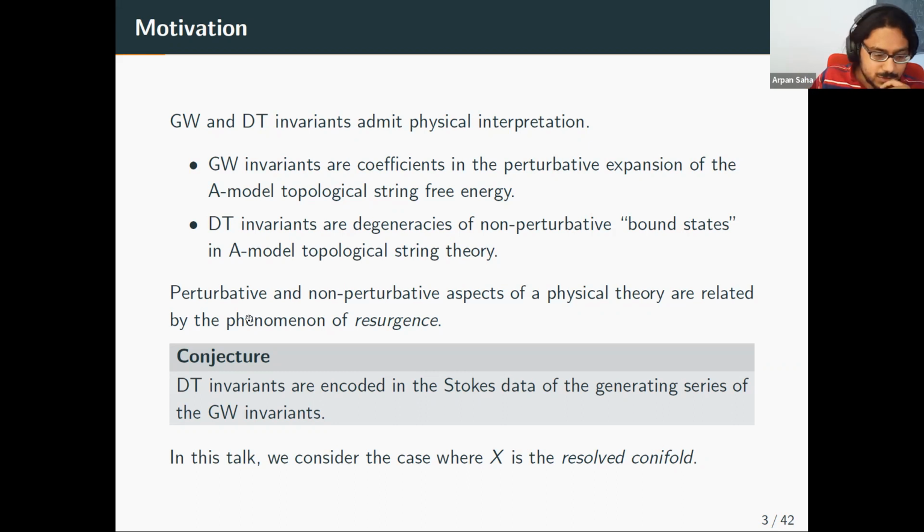Okay, so to continue with the story, the general story that we have in physics is that perturbative and non-perturbative sectors of a theory are related by the phenomenon of resurgence. And so we expect that resurgence will be the link between the GW invariants and the DT invariants. In this talk, we shall see that this is in fact true in the case of a certain example of a non-compact Calabi-Yau threefold called the resolved conifold.